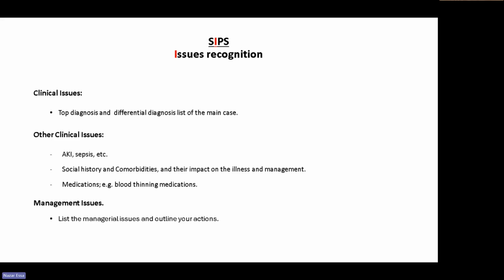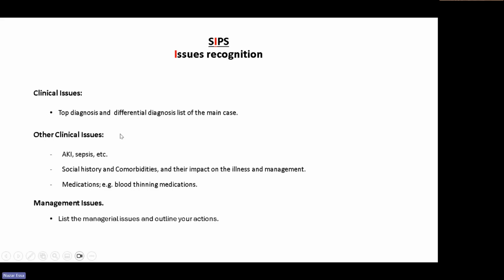Other clinical issues, my advice to you is to look at the blood pressure, observations, and inflammatory markers, and see if the picture is fitting or matching sepsis or no. If you look at the blood test, you can see some sort of AKI there. Look also at the comorbidities and the medical background of the patient and his medication as well. This is exactly where you will see the other clinical issues.